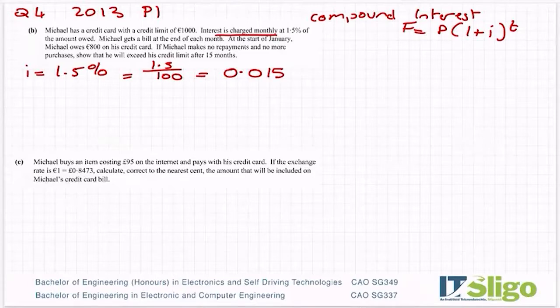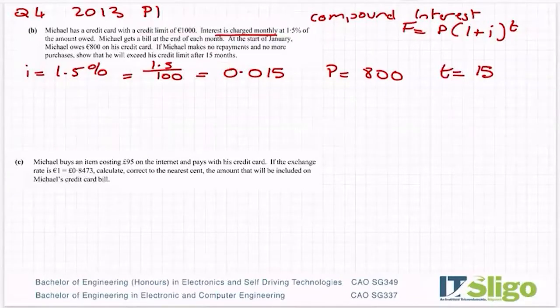And at the start of January, he owes 800. So that P in the formula is what you start off with. It's called the principal amount or the starting amount. And he's making no repayments, so he's not trying to pay off his loan at all. Show that he will exceed his limit of €1,000 after 15 months.